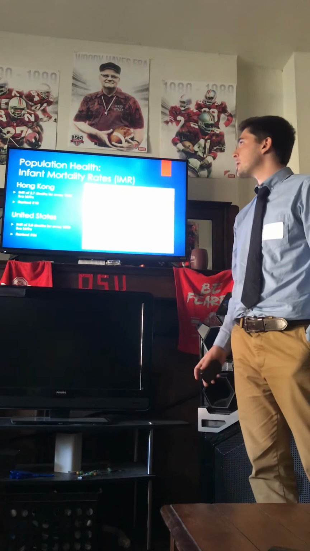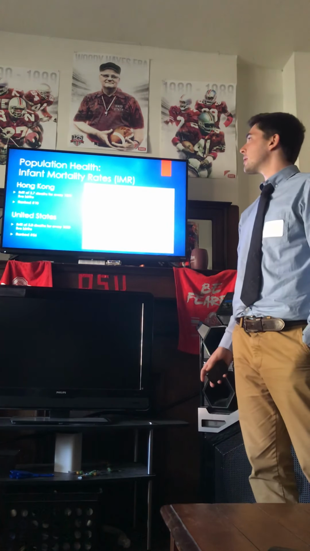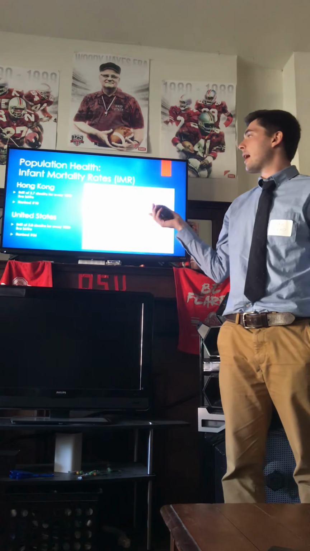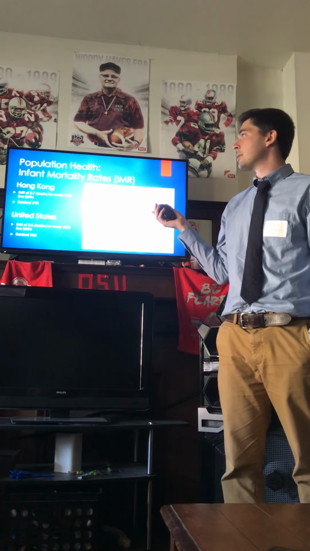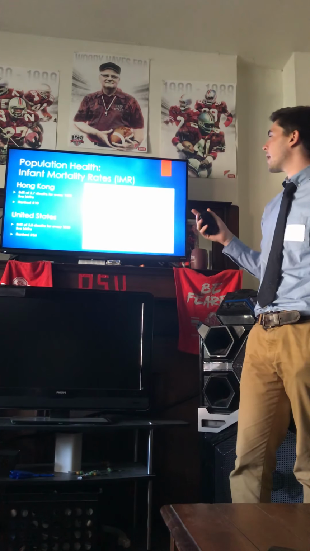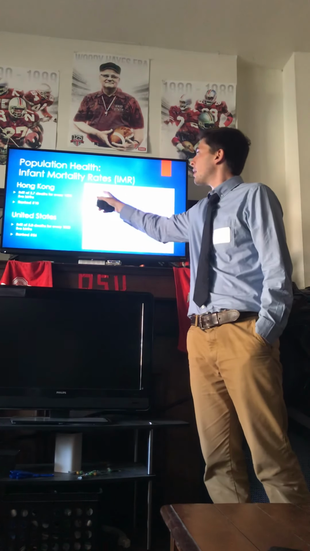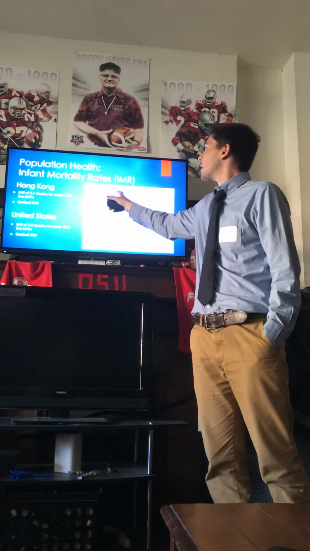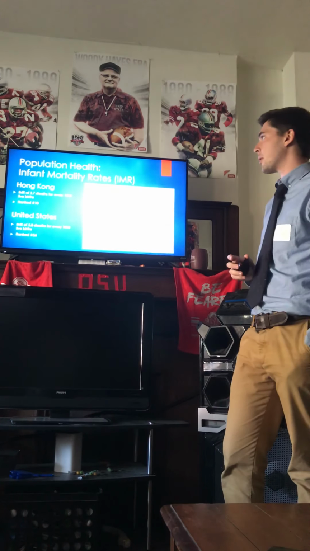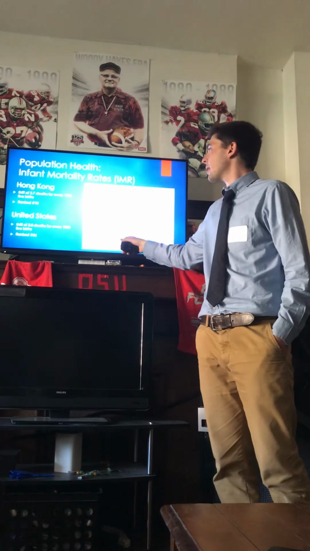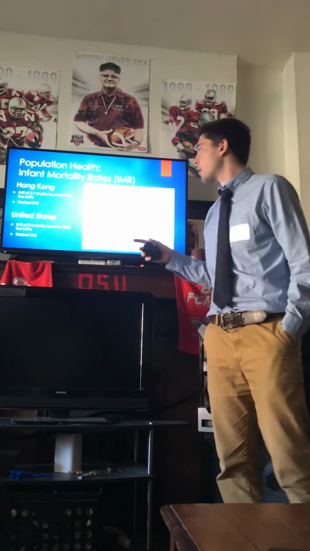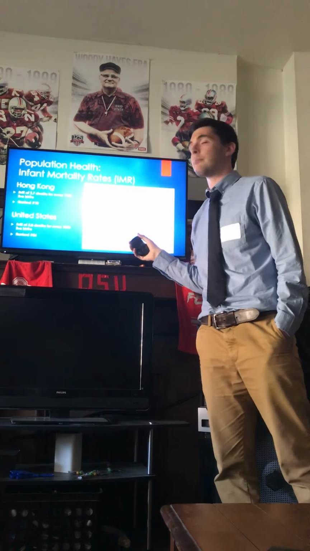So when we look at population health, one of the main parameters we use is infant mortality rates. If we look at Hong Kong, we can see that the IMR, or infant mortality rate, is about 2.7 deaths for every 1,000 live births. And so they rank number 10 in the world. Right here, third from the top, we can see that they're right between 2.4 and 2.7 deaths per 1,000 live births. And the United States ranks way down here at number 56 at 5.8 deaths per 1,000 live births.